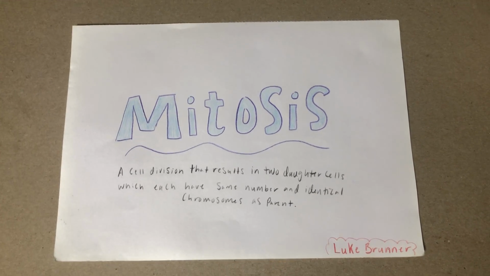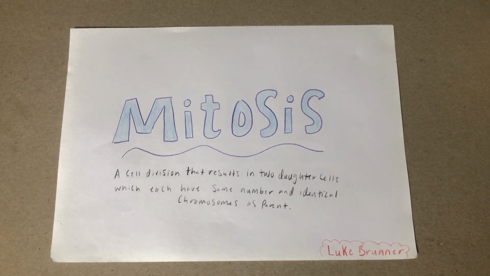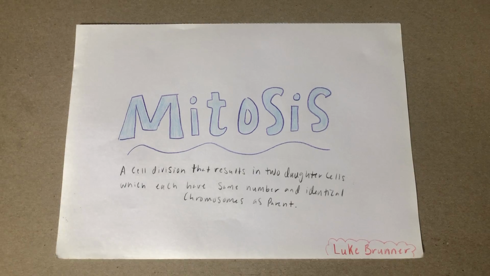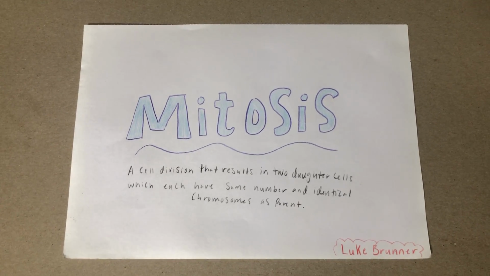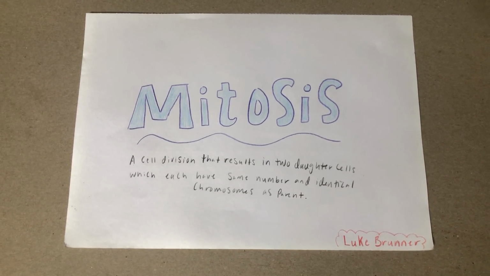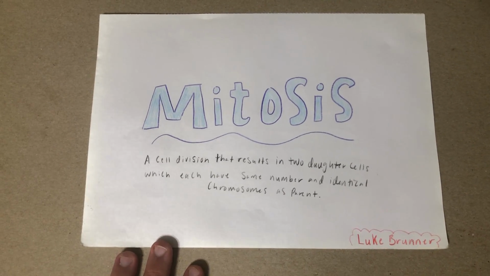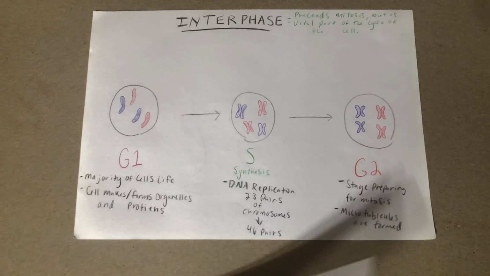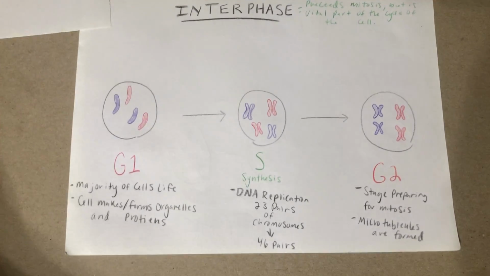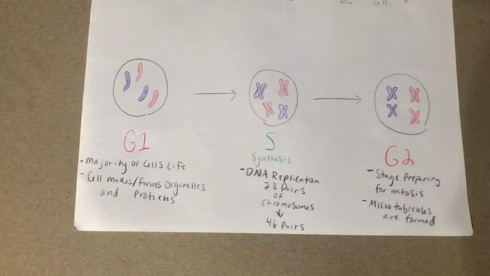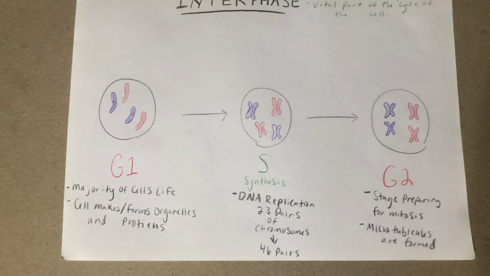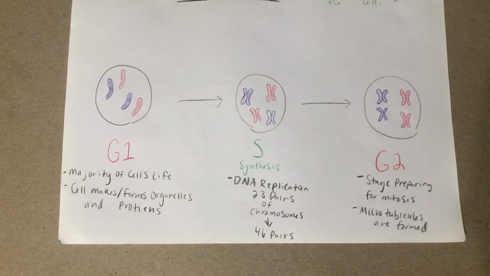So beginning with mitosis, it's defined as a cell division that results in two daughter cells, which each have the same number and identical chromosomes as the parent. Preceding mitosis, we have a phase called interphase, which we segregate into three different parts. Beginning with G1, this is where the cell will spend the majority of its life, and where organelles and proteins develop.